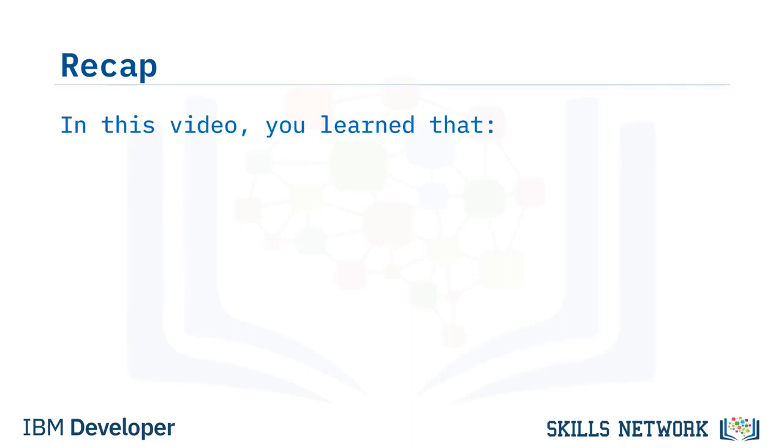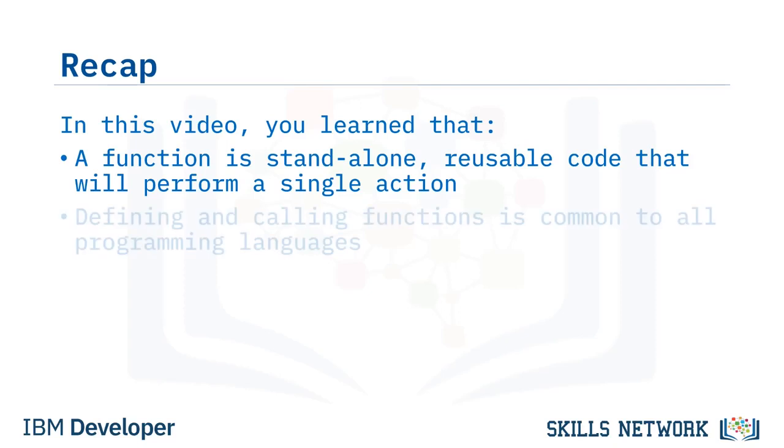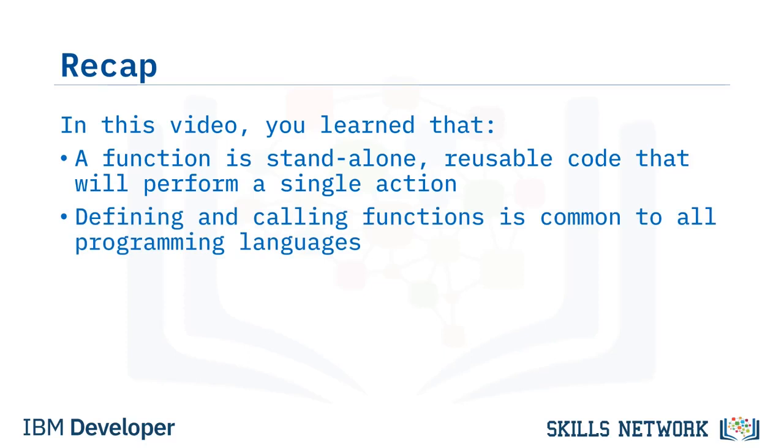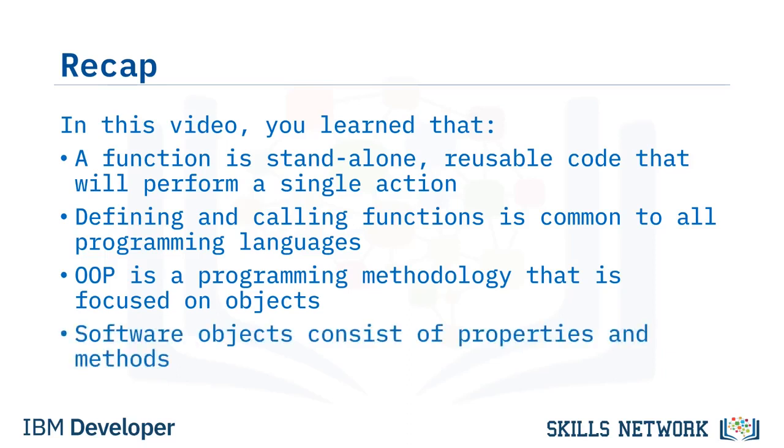In this video, you learned that a function is a piece of structured, standalone, and reusable code that will perform a single specific action. The defining and calling of functions is common to all programming languages. Object-oriented programming is a programming methodology that is focused on objects rather than functions. And software objects consist of properties and methods.